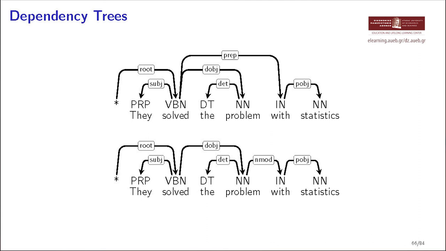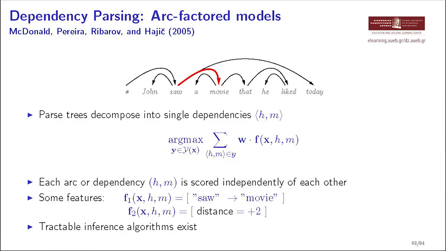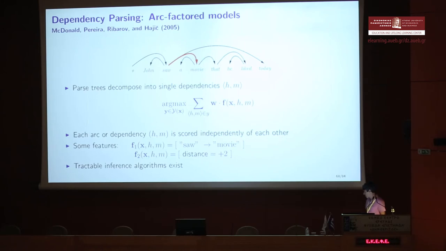Anyhow, I'm skipping this. There are two types of models that are very popular in dependency parsing. One is the factored one. Factored means I'm taking structures and enumerating the different parts. In a dependency tree, what is natural is to consider that each dependency or arc is a part, so I'm going to call these arc-factored models. The parsing problem is, of all possible trees, give me the tree that maximizes the sum of scores of the dependencies. I have a model, a linear or a nonlinear one, that scores dependencies, and I score each dependency independently of each other. It turns out that there is tractable inference.